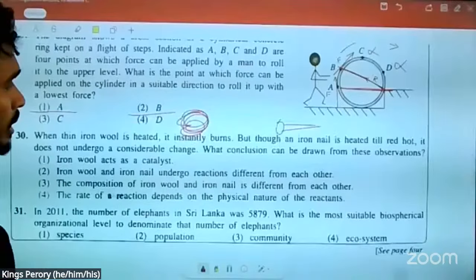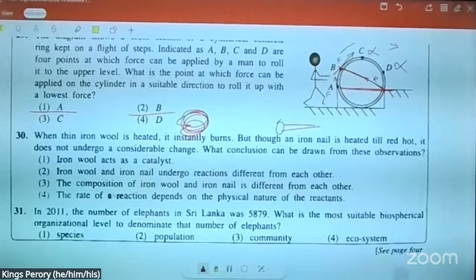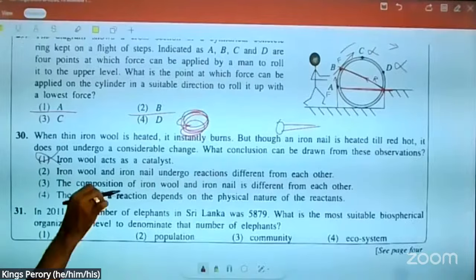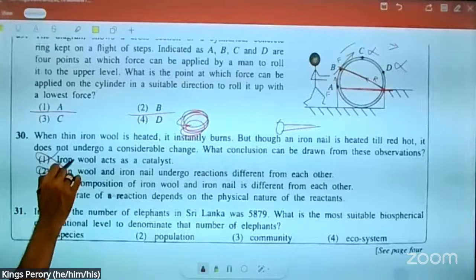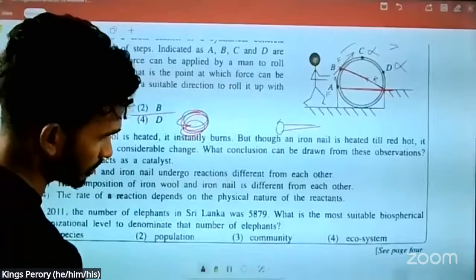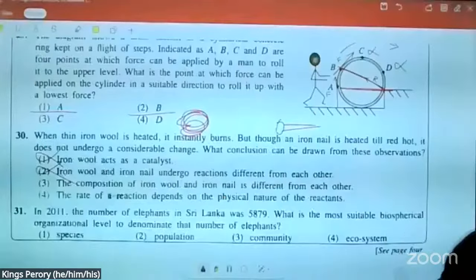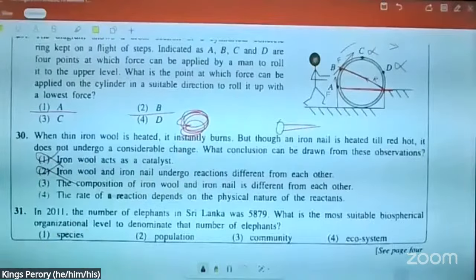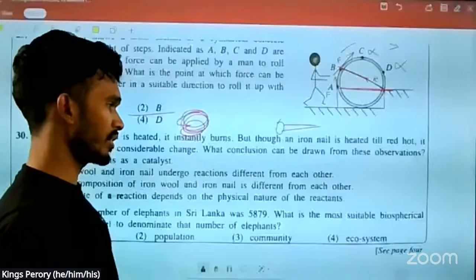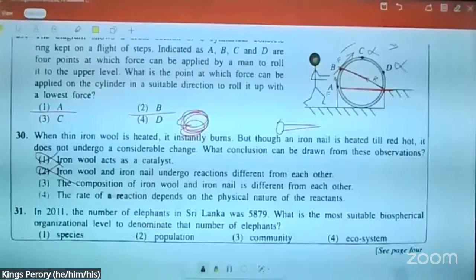What conclusion can be drawn from these observations? Iron wool acts as a catalyst. Iron wool and iron nail undergo reactions different from each other. No, both their reactions should be the same. Both are Fe. The composition of iron wool and iron nail is different from each other. No, the internal composition is the same.